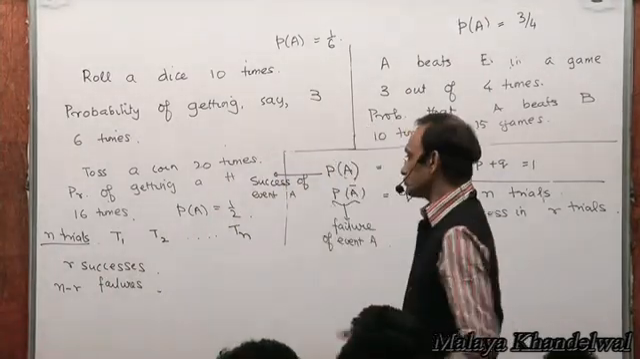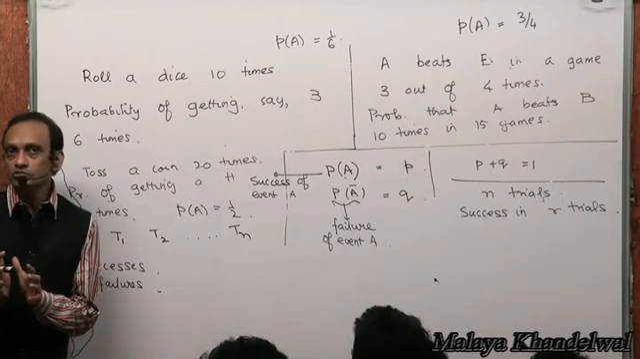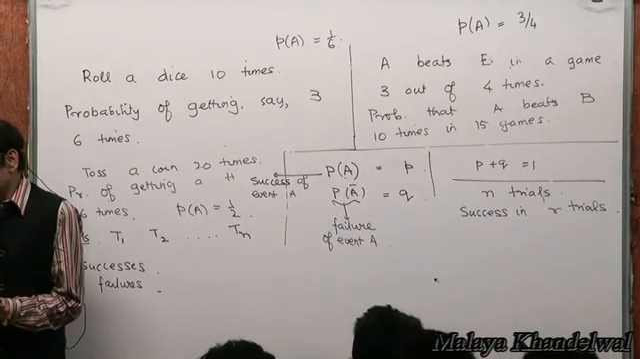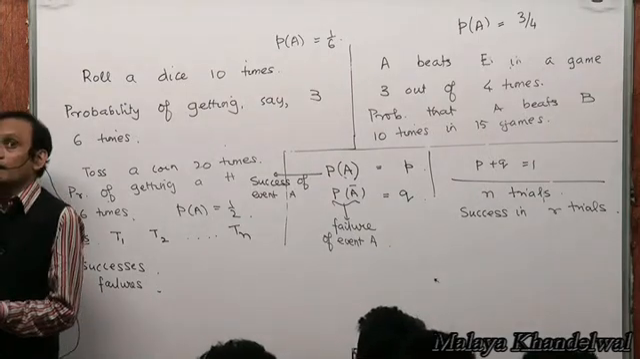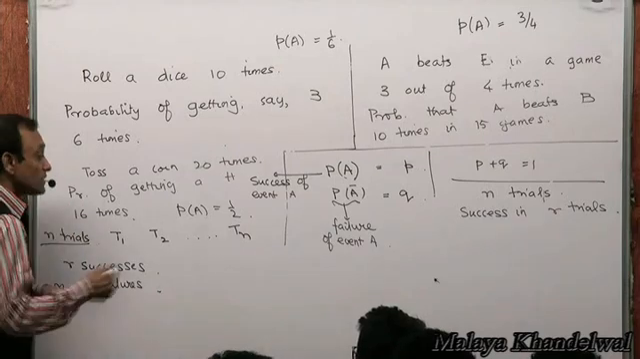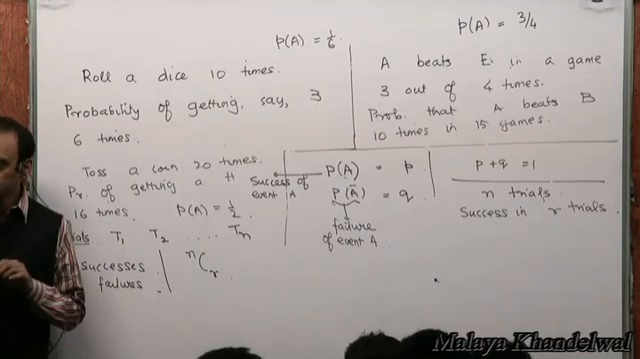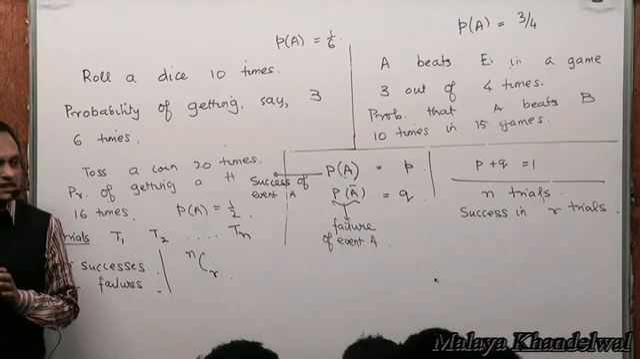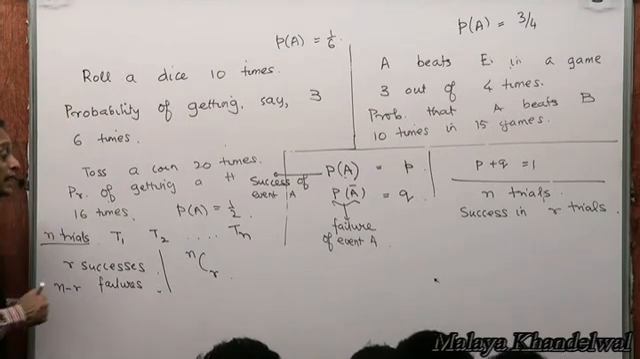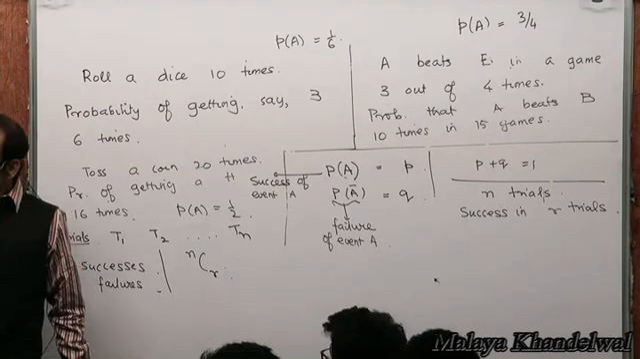Right? Now, what is it that you would do? Out of these n trials, you want to select r successful trials. Yes or no? In how many ways can you select r successful trials from n? NCR ways. So select the r successful trials in NCR ways, right? And then r of these trials are successful.